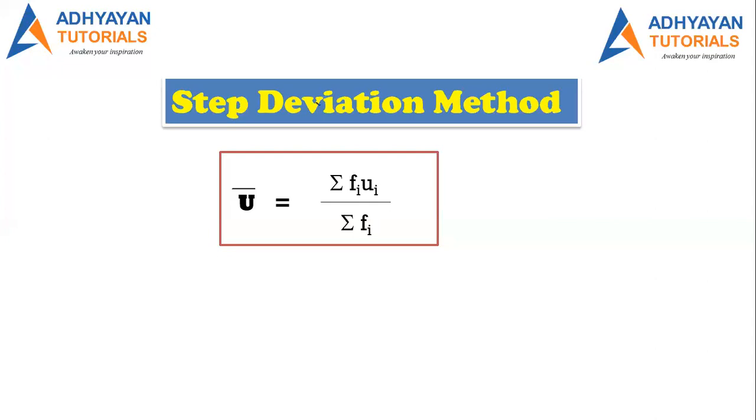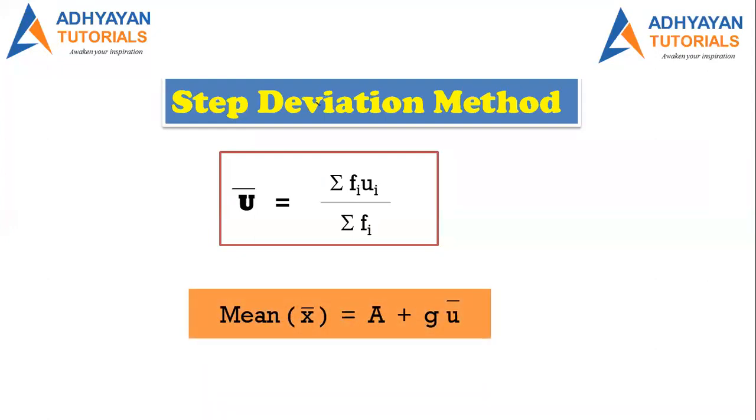Step deviation method. U bar is again deviation itself when we divide it by h. U bar is equal to summation Fi Ui upon summation Fi. Everybody, please make a note of it. I hope everybody has made a note of it. U bar is equal to summation Fi Ui upon summation Fi.